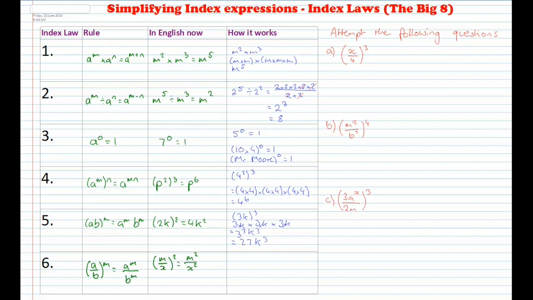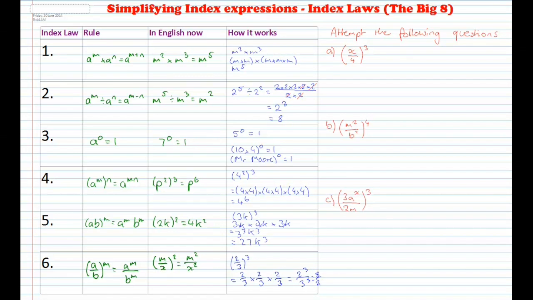Now let's try and make some sense of this. For example, if I've got 2 over 3 and I cube it, that's going to be equal to 2 over 3 times 2 over 3 times 2 over 3, isn't it? Because I'm cubing it, so it's the same thing multiplied by itself 3 times. And what's that going to be equal to? Well, it's going to be 2 times 2 times 2, which is 2 cubed, over 3 times 3 times 3, which is 3 cubed. Or in other words, 8 over 27.